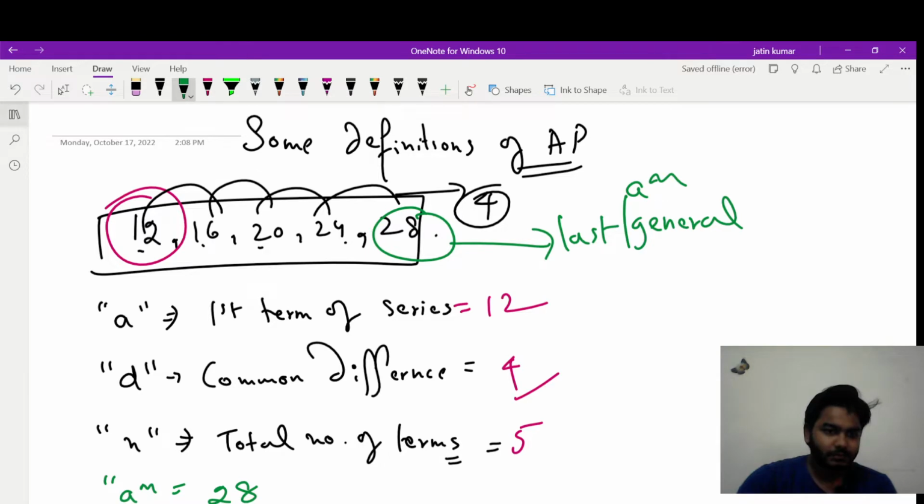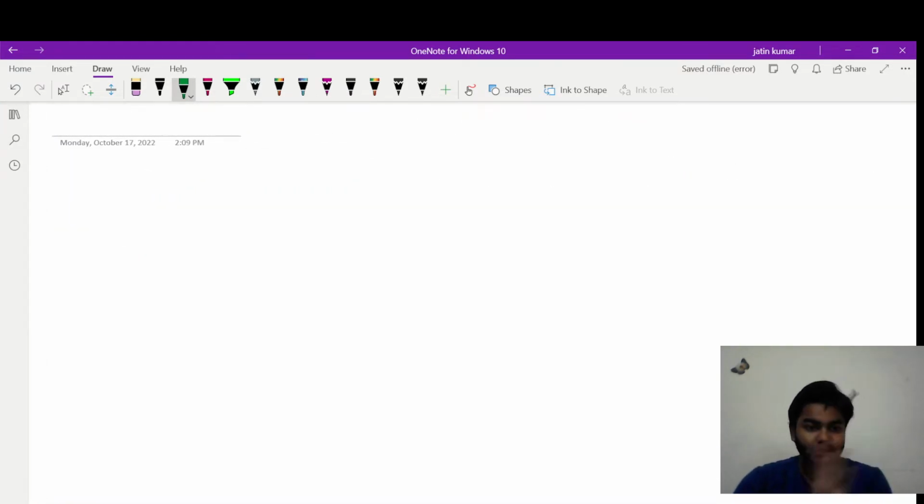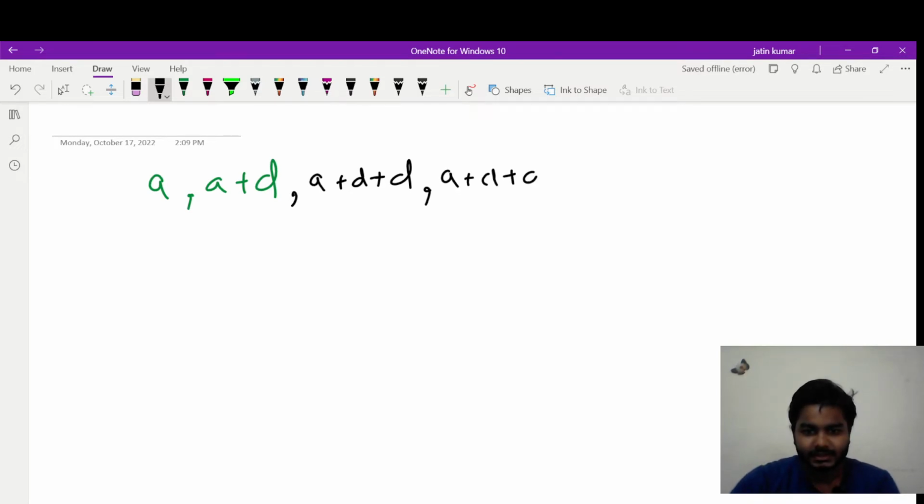Now let's move on to the next concept. You need to observe something here. I have told you that A is called the first term. The difference between every two consecutive numbers is D. So the next term will be A plus D. Can I write the next term as A plus D, because the difference was D only? Here you also observe that A plus D minus A is D only. So the difference is D, the common difference. Can I write the next term as A plus D plus D? Yes, we can. And can I write the next term as A plus D plus D plus D?